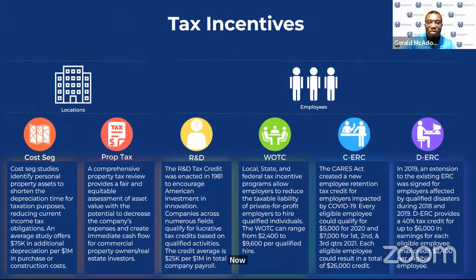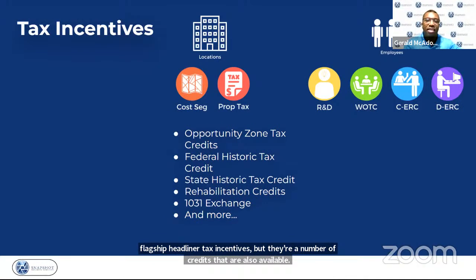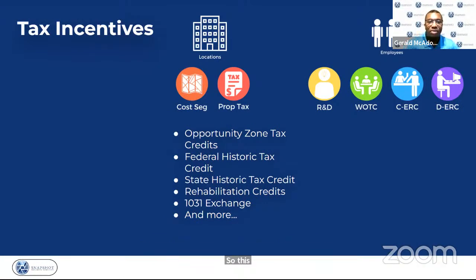So quite a few areas. We want to take a look at a sample company in a little bit. We'll look at a real case scenario, but before I do this, these are 6 of our top flagship headliner tax incentives, but there are a number of credits that are also available. So just starting with locations again, we also look at qualified zone tax credits, federal historical tax credits, state historical tax credits, rehabilitation credits. We get involved in 1031 exchanges and many, many more.